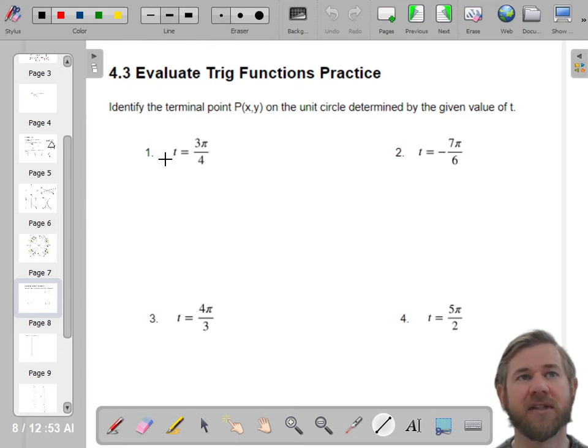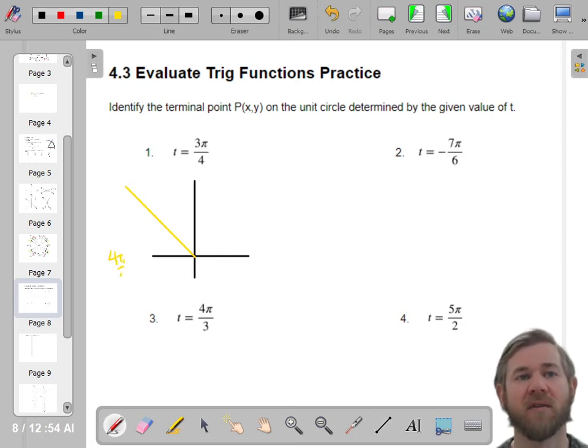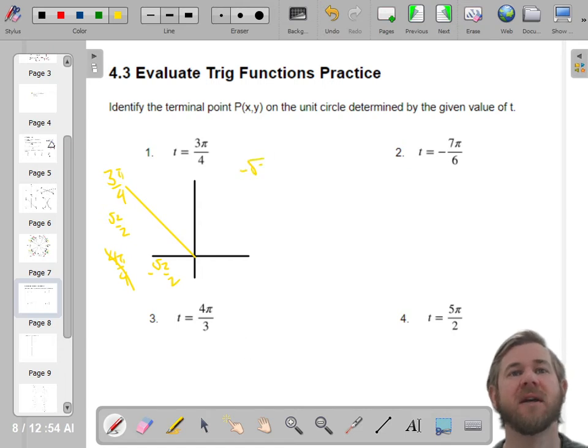So let's see if we can sketch some. It says identify the terminal point, and let's see, 3 pi over 4. Pi over 4, first of all, if it's pi over 4, it's a 45-degree reference angle. And the way I remember this is I think this is 4 pi over 4. That's pi. So that means this is 3 pi over 4, one less than that. So we're in the second quadrant, and if it's a 45-degree reference angle, then both of these sides would be radical 2 over 2. And since you're in the second quadrant, x is negative. So negative radical 2 over 2, positive radical 2 over 2.